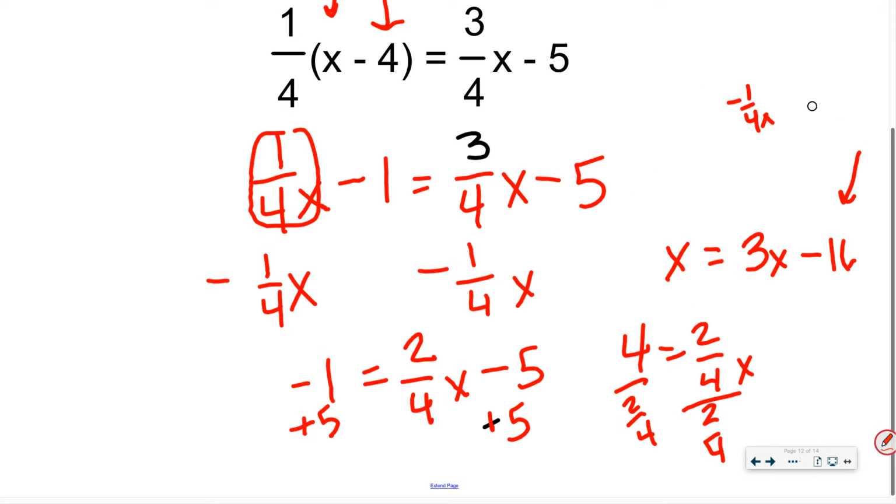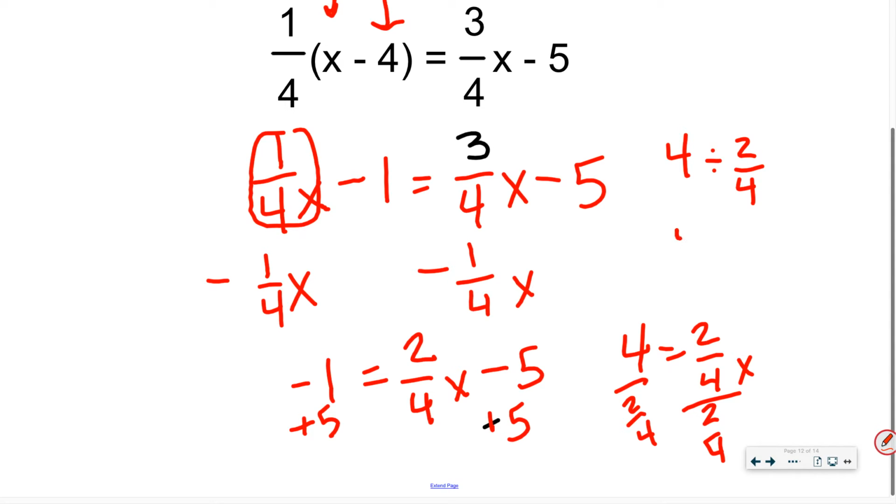So 4 divided by 2/4 is the same as 4 times 4/2. 16/2. 8. So the key is that when you're isolating the variable, you are properly isolating. Meaning if you're going to subtract something from one side, make sure that what you're subtracting or adding or multiplying or dividing makes sense to what you're doing. You don't really want to leave stuff behind.